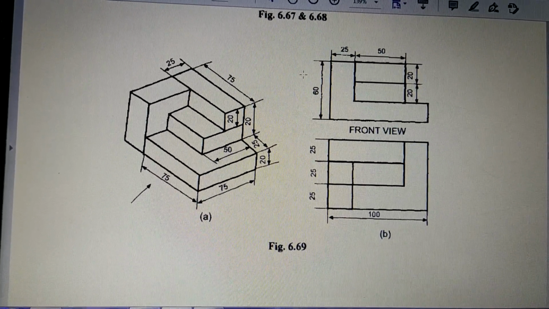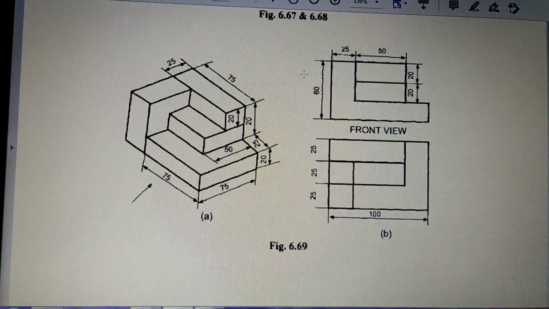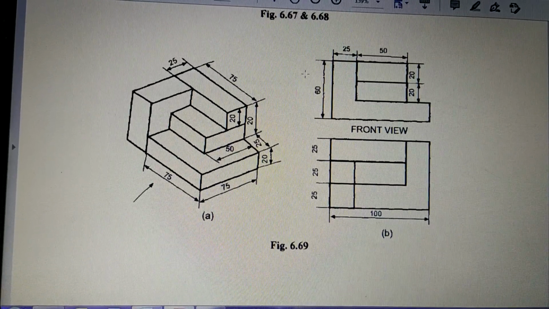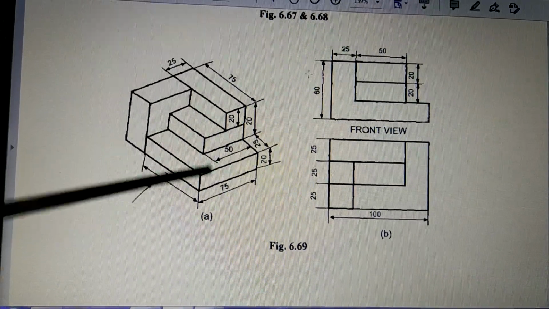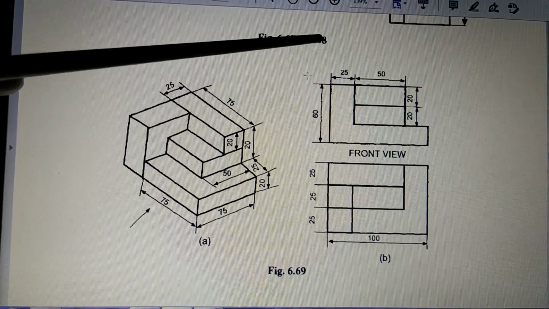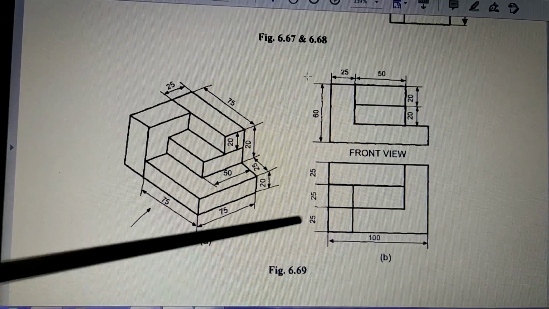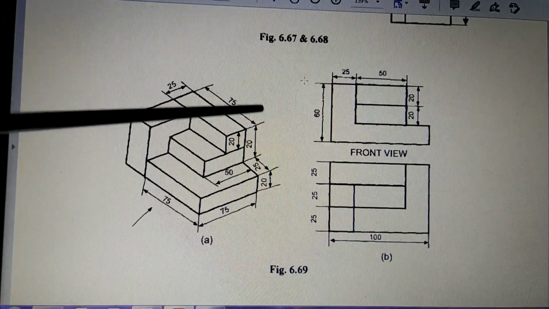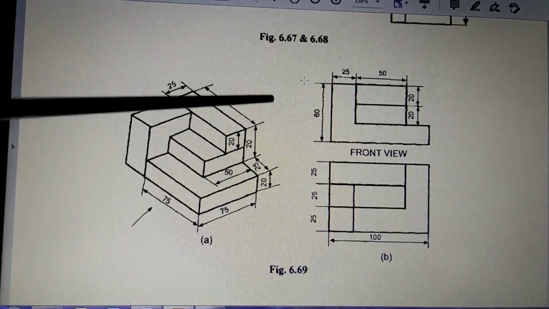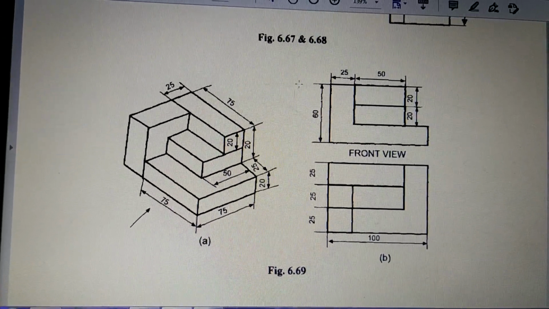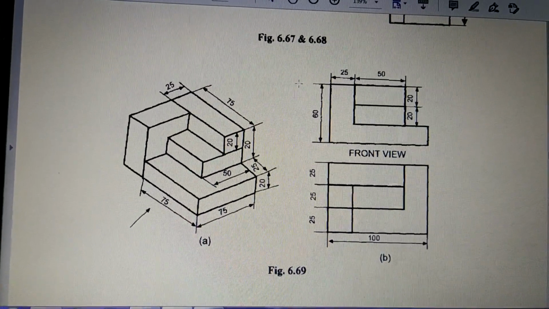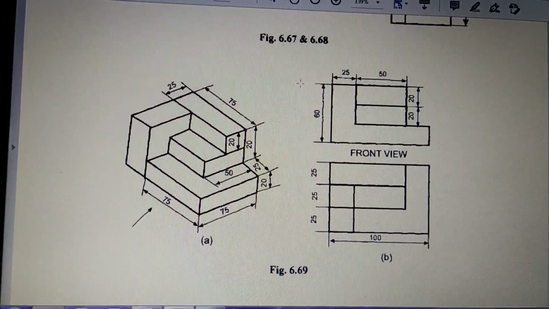So have a good look at the lecture. Maybe you can view it again, try to understand them very well, and after that try to attempt these three problems, 6.67, 6.68 and 6.69. Most of them are already given, only this view is not given at all, which you have to draw yourself. Okay, so that becomes the exercise based on today's lecture.